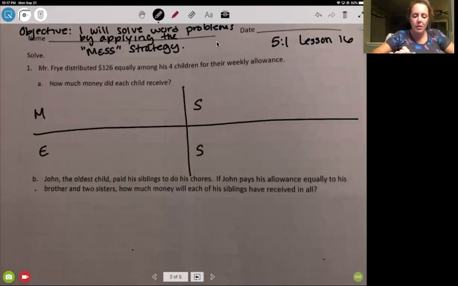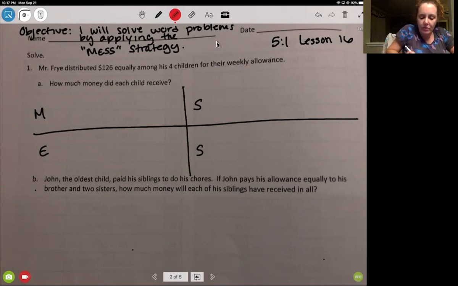So I'm going to read my problem first. Mr. Fry distributed $126 equally among 4 children for their weekly allowance. How much money did each child receive? So I'm thinking about what is important information I should circle. $126, 4 children. Underlining my question, how much money did each child receive?